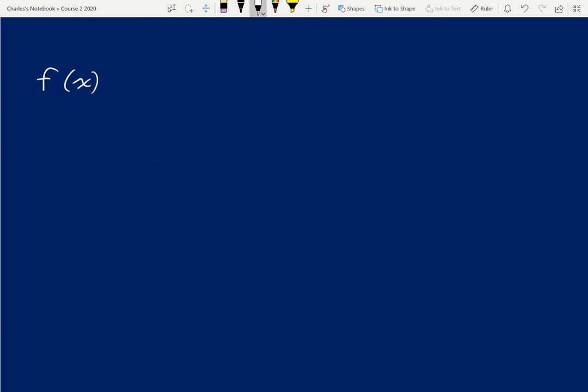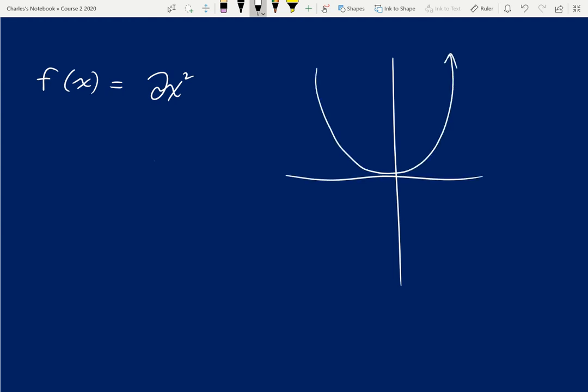say we have a function like f of x is equal to 2x squared. What does that look like? Well, it looks like a parabola, okay? What is the instantaneous rate of change? Well, the instantaneous rate of change is the slope of the line that is tangent to that curve. Tangent meaning it touches that curve at one point, okay?